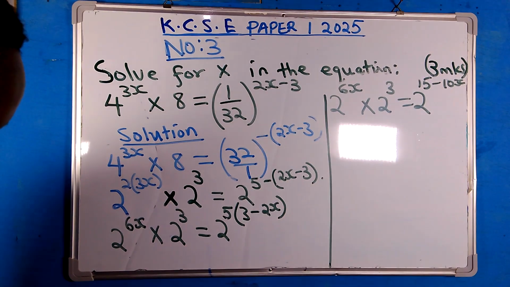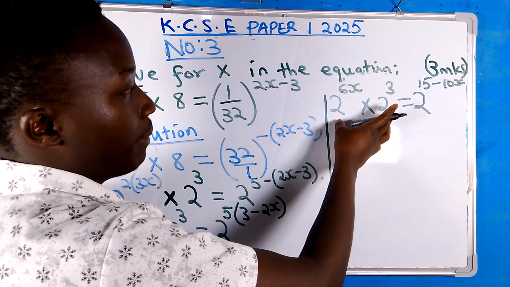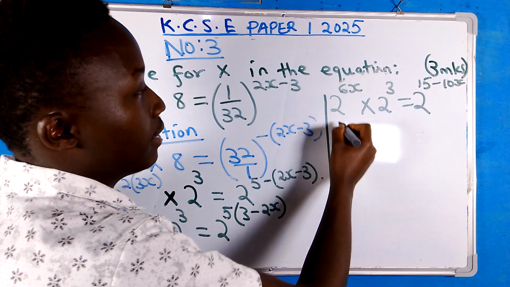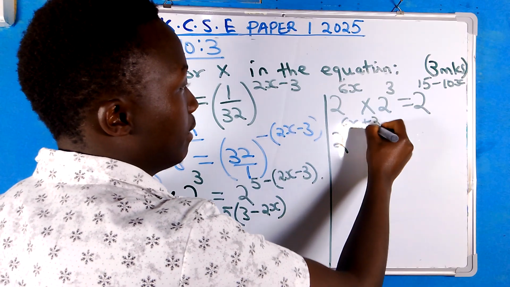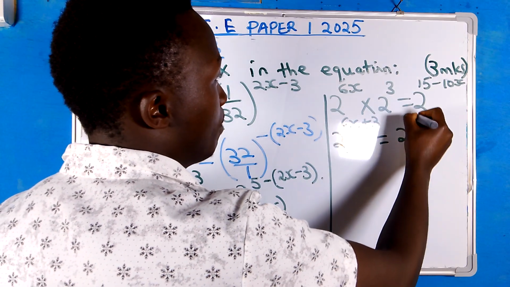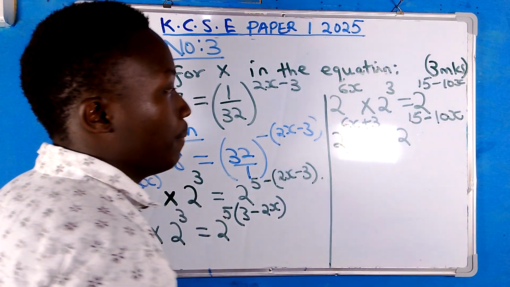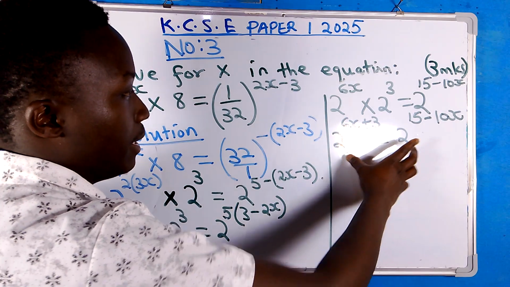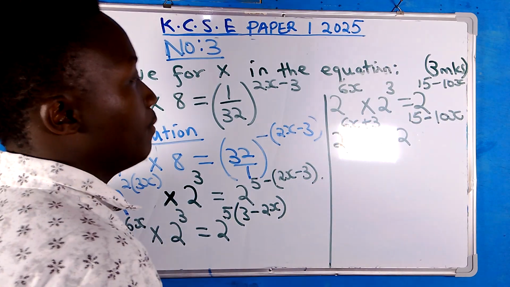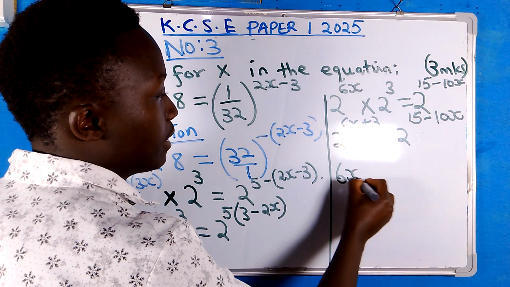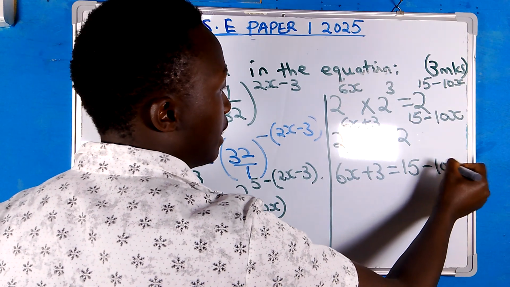So having that, we can hold the bases together. When the bases are the same, we add the powers. So we have 2 to power 6x plus 3 is equal to 2 to power 15 minus 10x. So having that, we can drop the base. Since our bases are common, we have base 2, and we are left with the powers. 6x plus 3 is equal to 15 minus 10x.